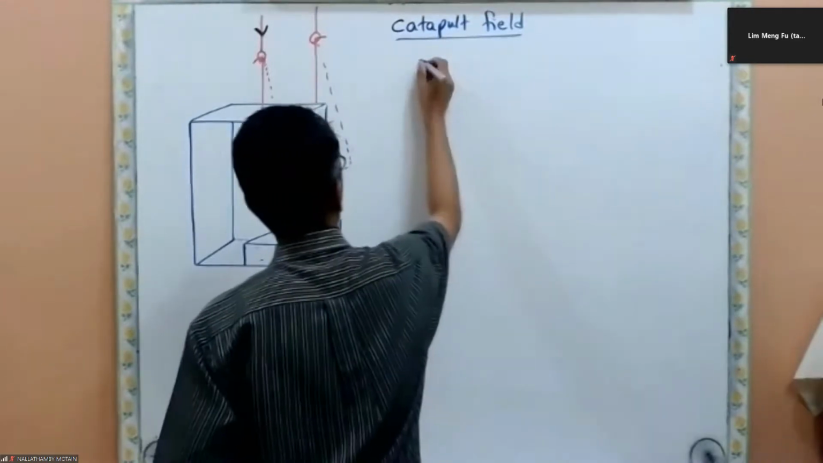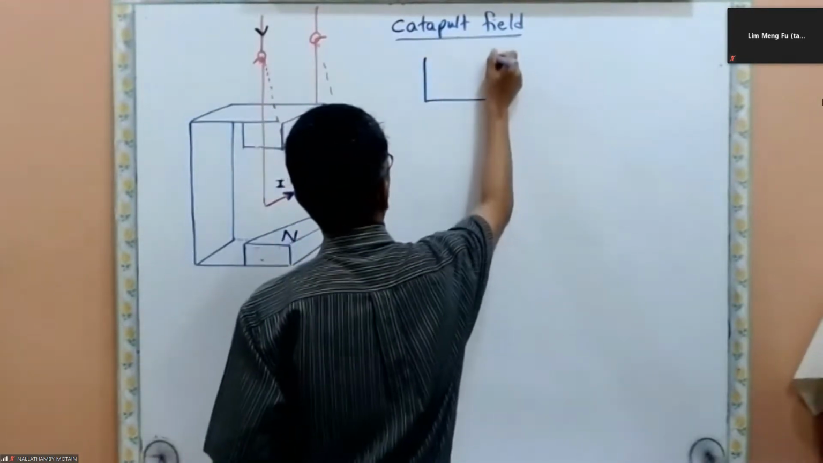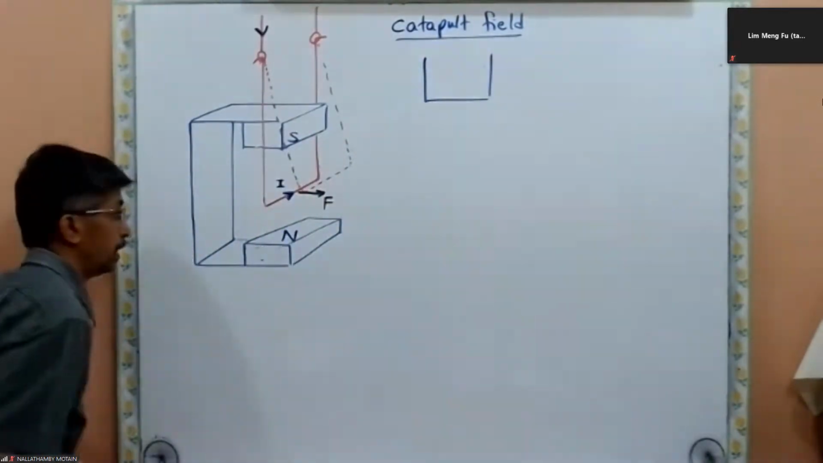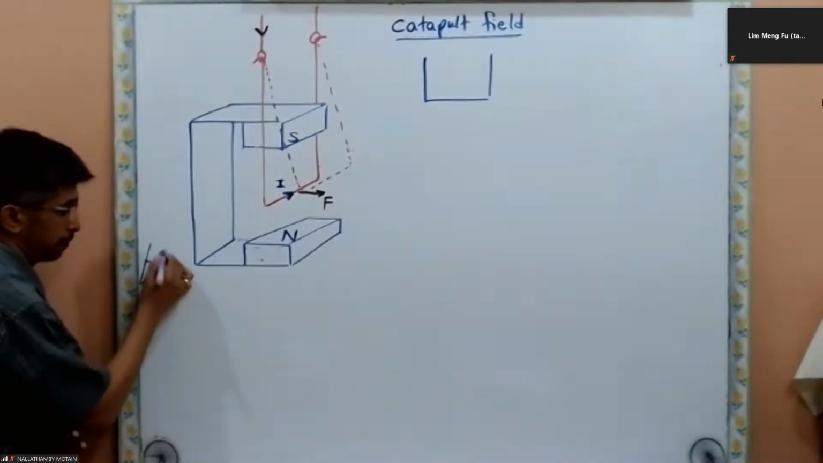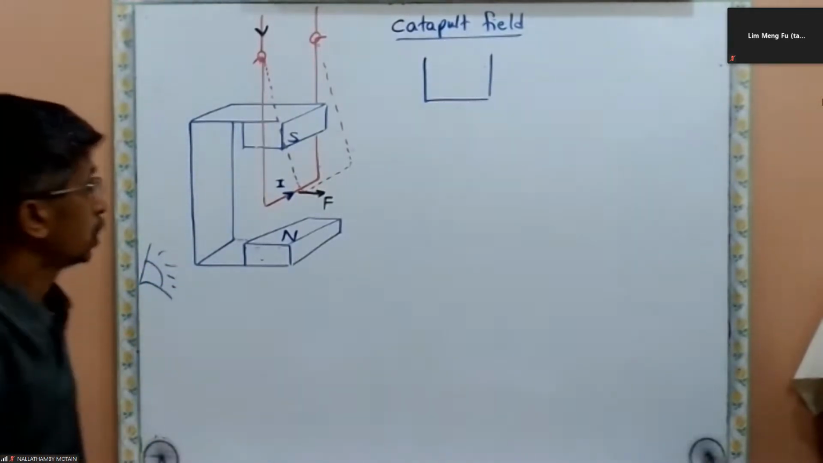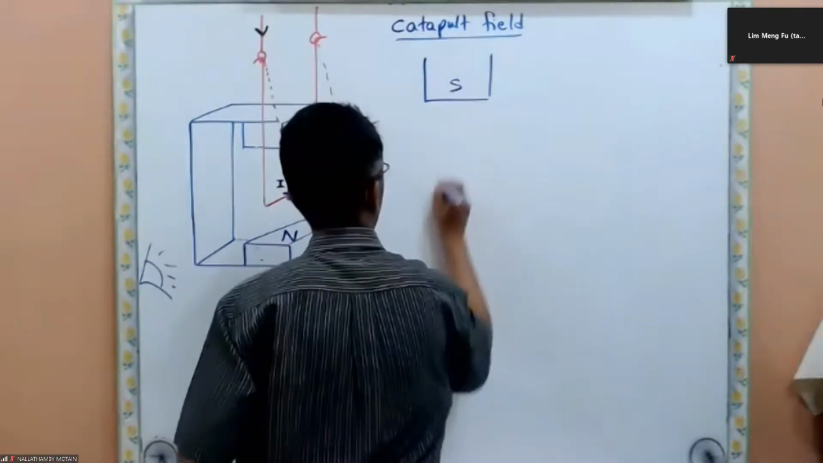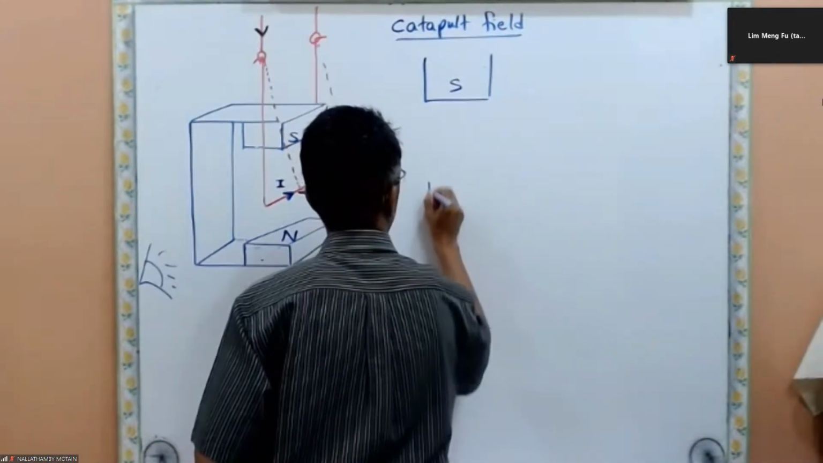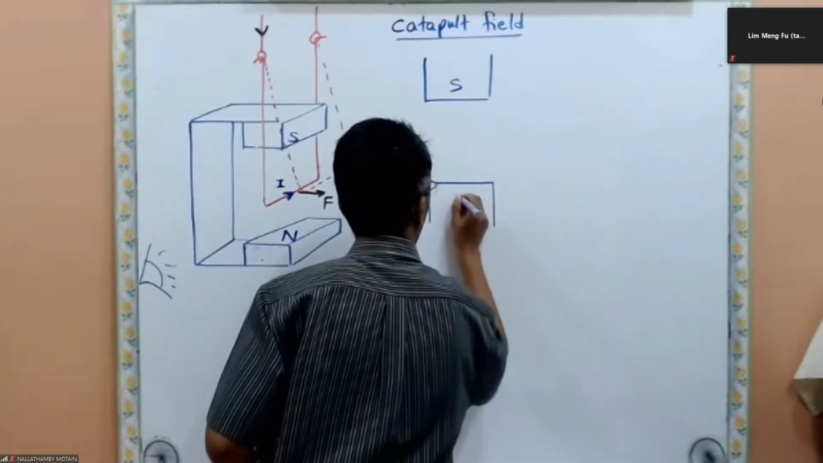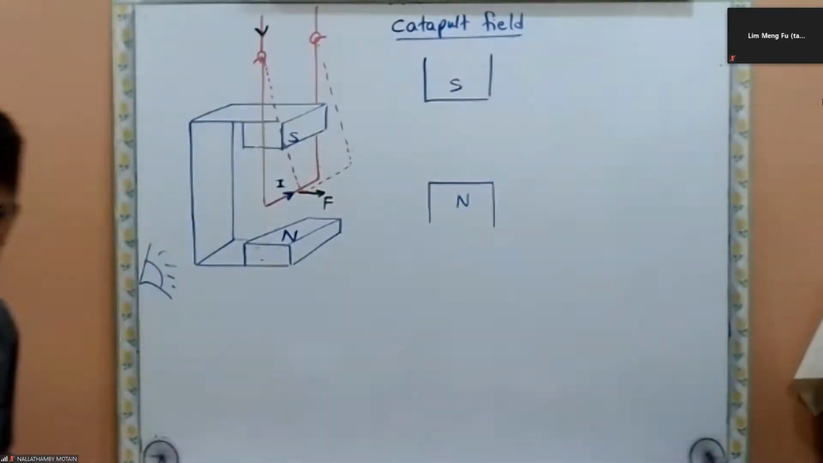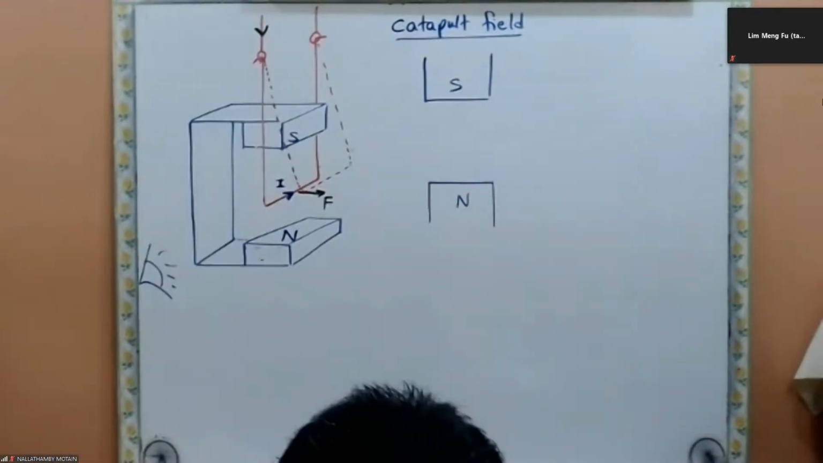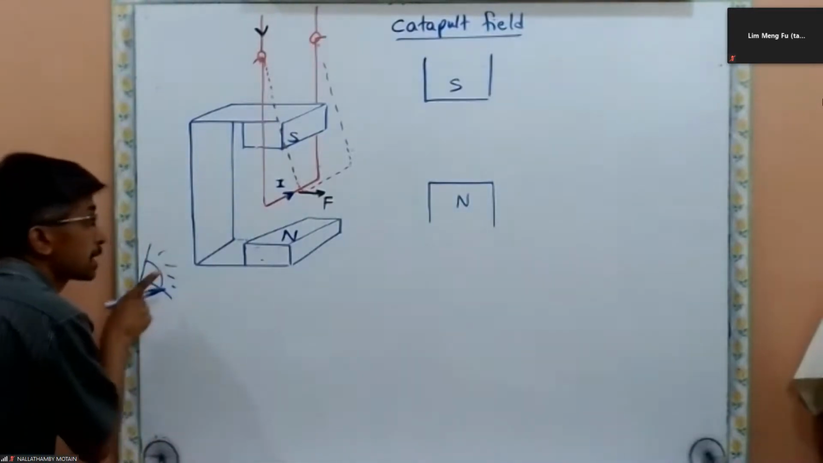We assume that you're observing from here. You're observing from this side. So here is south, over here is north. And then if you're observing from this side, from here, current is what?